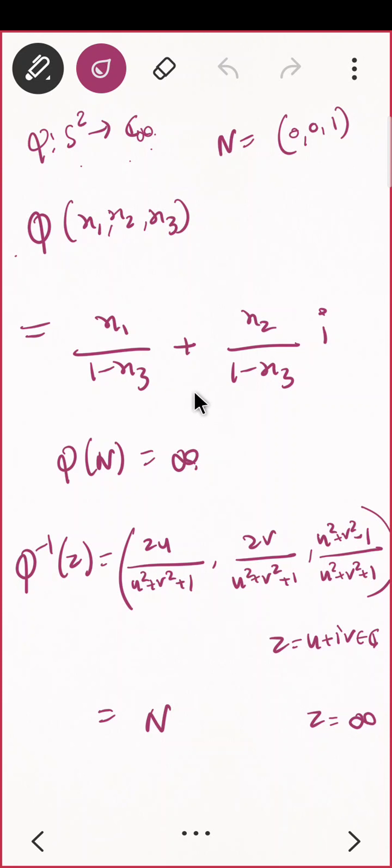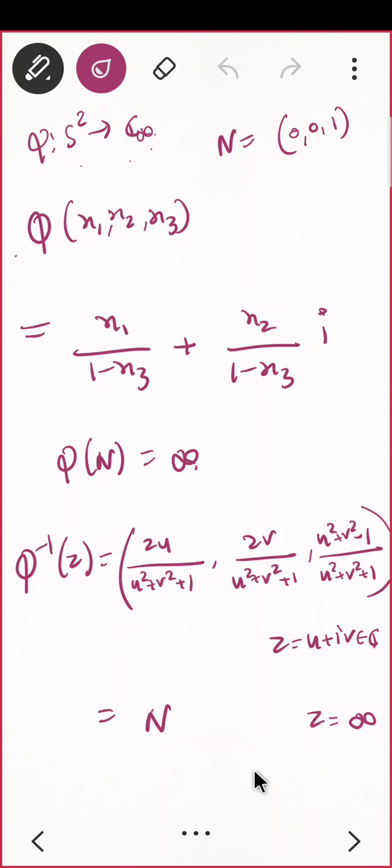If you see your practical, practical 1 or 2, the last question is this: you are given a map and you just need to prove whether this is continuous or not, and that is easy to prove. You just follow the definition, you'll be able to do that. Okay, so this was actually the last part of your unit 1, that is stereographic projection.